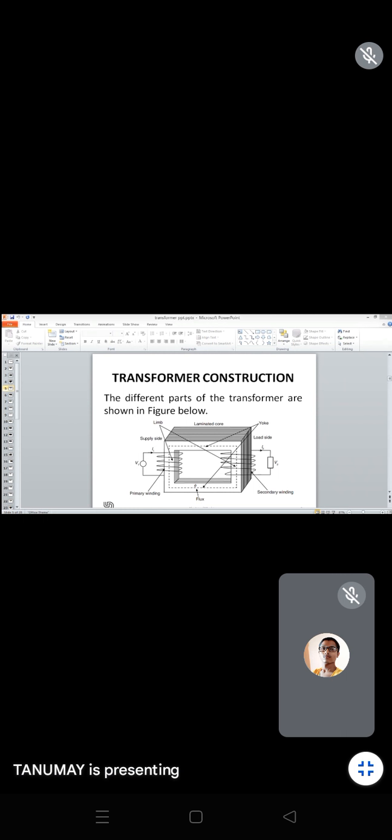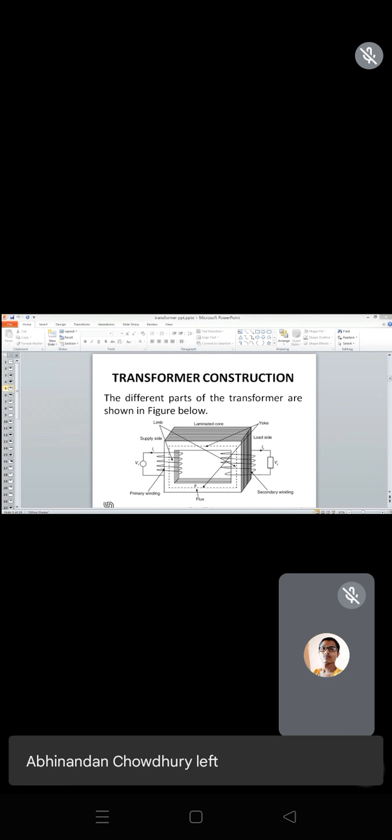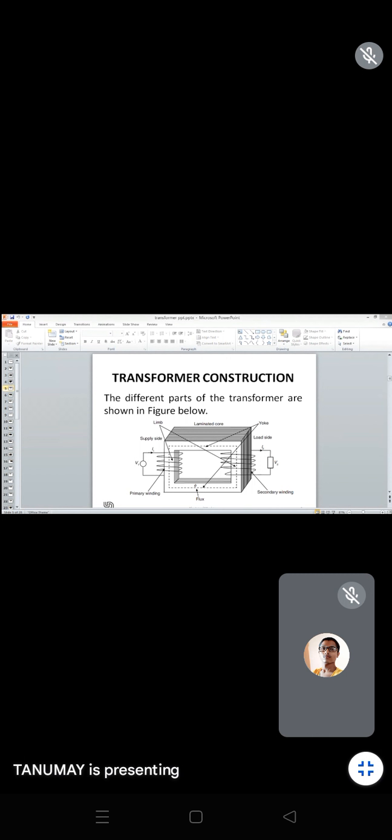And in case of transformer, there are two types of loss. One is core loss, another is copper loss. So what is core loss? Core loss is of two types: first one is hysteresis loss, another is eddy current loss. So what is hysteresis loss? In case of hysteresis loss, there is a hysteresis loop. If that loop is bigger, then the loss will be bigger.